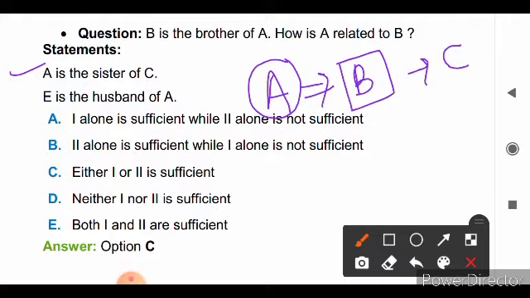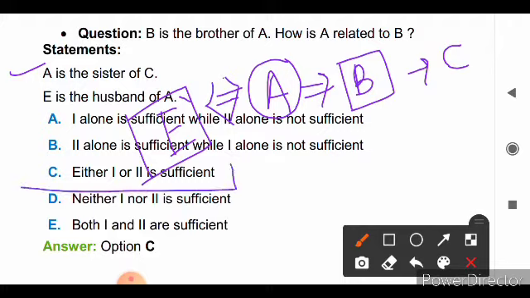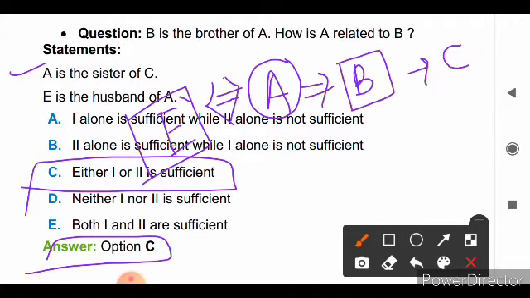And with statement 2, E is the husband of A. So from statement 2 we can say E and A are husband and wife. So with statement 1 we conclude that A is the sister of B, and with statement 2 we also conclude that A is the sister of B. So we can say either 1 or 2 is sufficient to answer the question. So the right answer is option C.